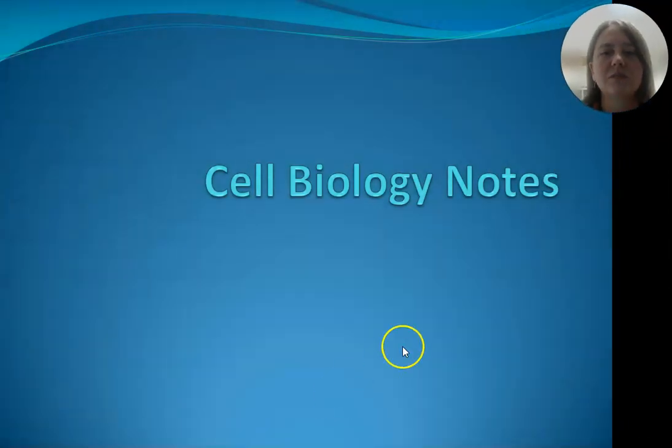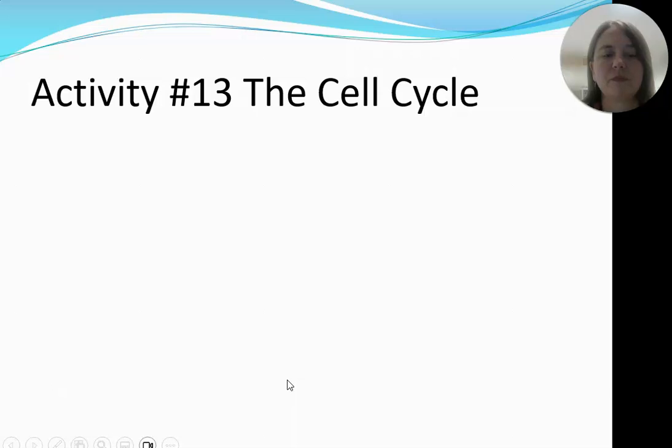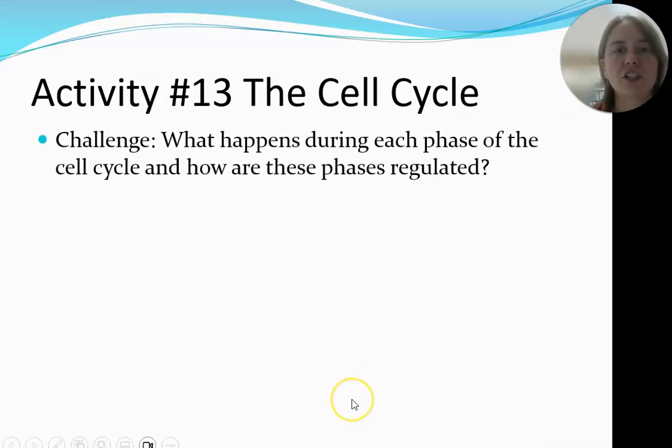This is biology. We are in cell biology, and today we'll be doing our cell biology notes. So please title your page Cell Biology Notes, and then title it Activity Number 13, the Cell Cycle. Okay, then please write down the challenge. What happens during each phase of the cell cycle, and how are these phases regulated? So please write that down and we'll talk about it.